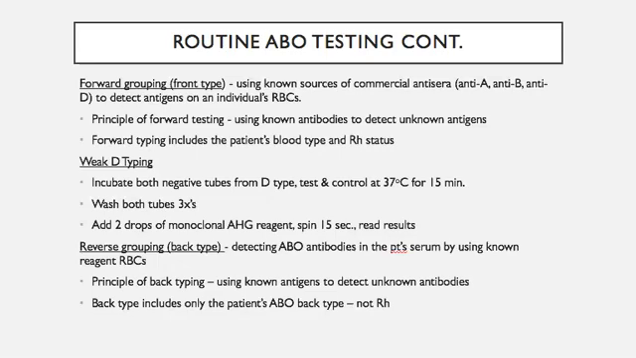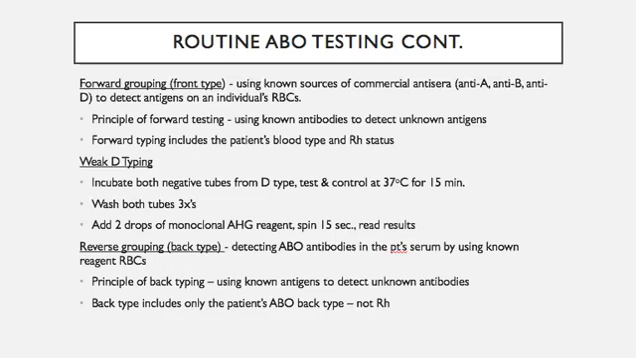And then reverse grouping, also referred to as the back type, is defined as detecting ABO antibodies in the patient's serum by using known reagent red cells. So that would be our A1 and B cells. So the principle of the back type is that we're using known antigens, so antigens are on the red cells. We're using commercially prepared reagent red cells to detect unknown antibodies. So we're trying to determine if the patient has antibodies.